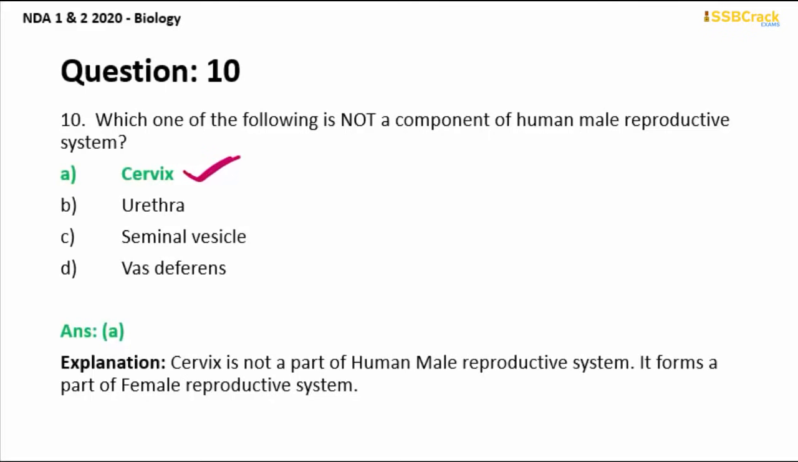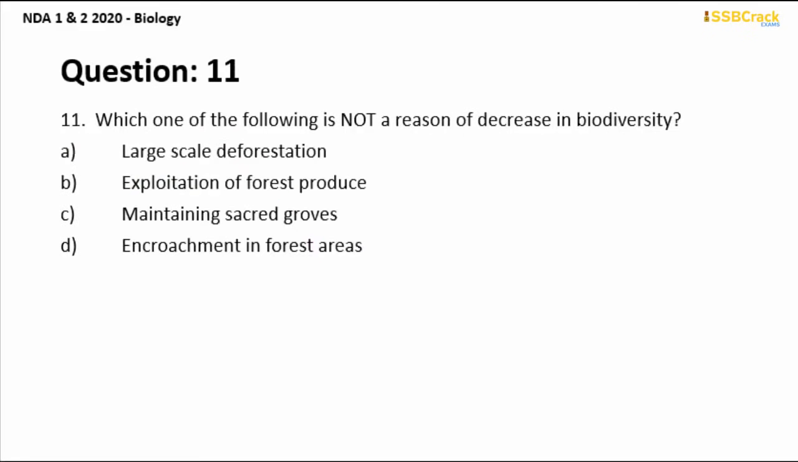So the cervix forms a part of the female reproductive system and not the male reproductive system, whereas all these other three are part of the human male reproductive system. So the cervix is found in the female reproductive system. That is why cervical cancer, and related cancers, are found only in women, right? So here the correct answer is option A, cervix. Let us move on to the next question.